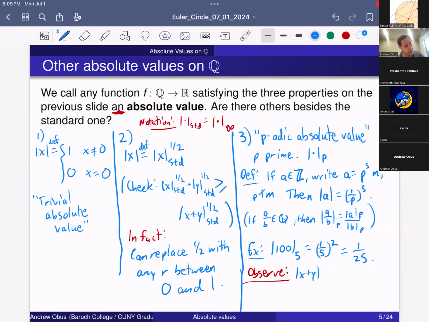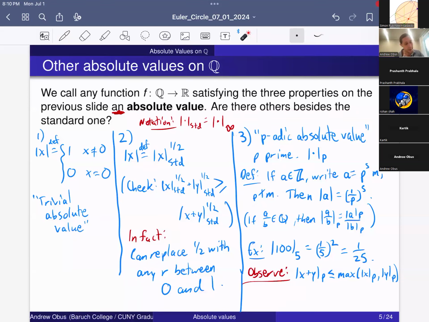You have that the p-adic absolute value of x plus y is actually less than or equal to the max of the p-adic absolute value of x and the p-adic absolute value of y. So not only is it less than or equal to the sum of the absolute values, but it's even less than or equal to the max. What this ends up translating to is basically if you have two numbers and you're adding them together, the power of p that divides their sum is at least the minimal power of p that divides both of the numbers.